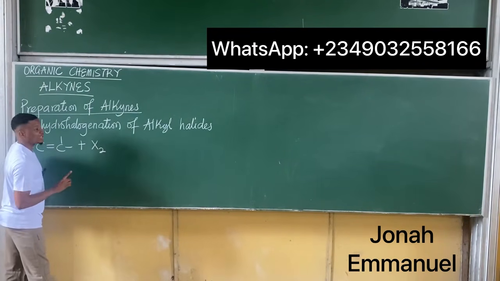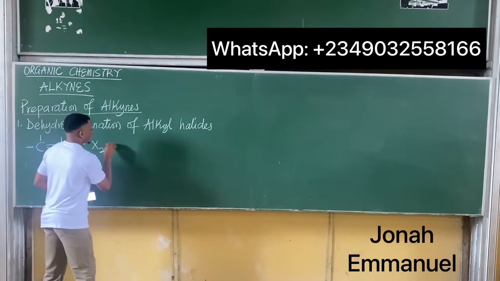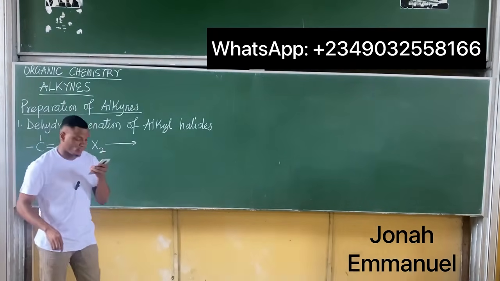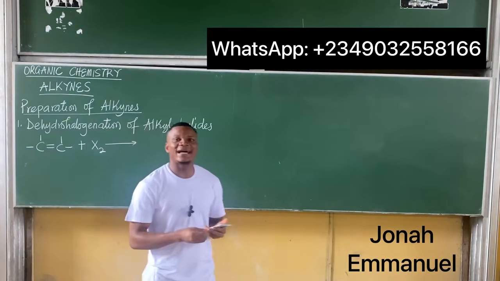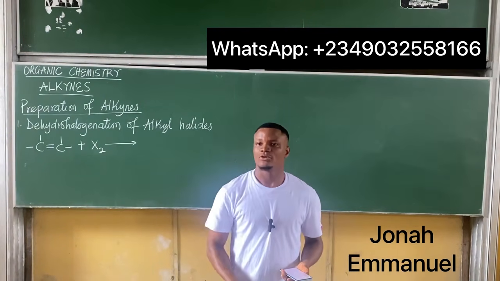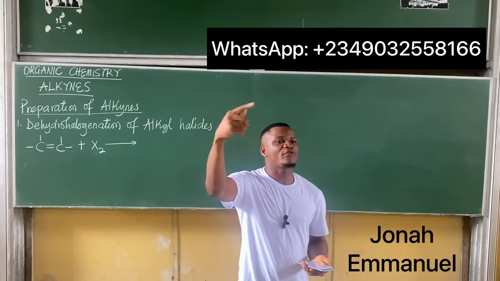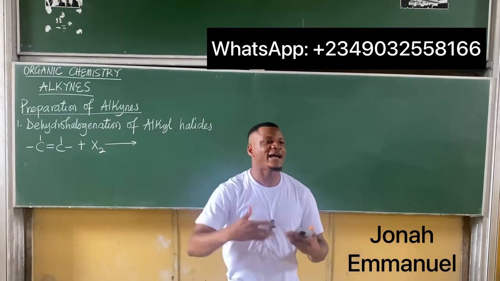X2, because halogens are what there? Diatomic. All right, proceeding. They said it reacts with an alkene to give what? A dihalide. When you hear di, what comes to mind? 2. So a dihalide means 2 halogens. Check your previous notes, previous class, we did dihalide there.